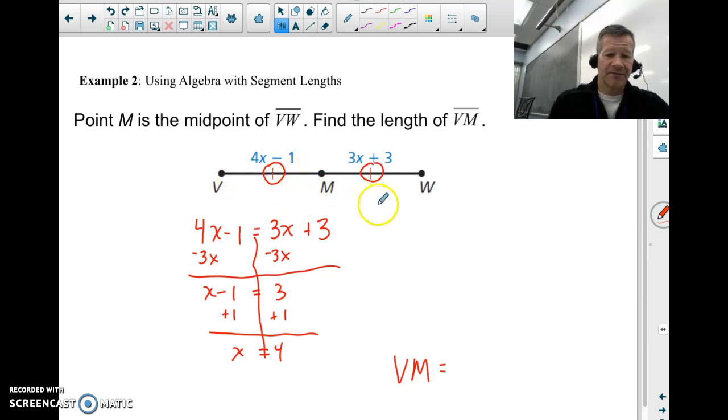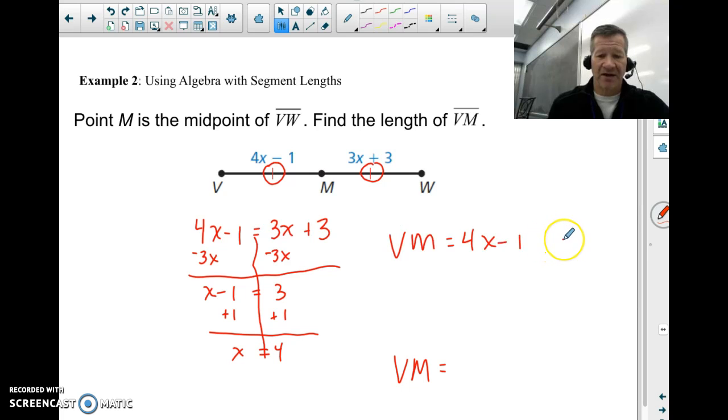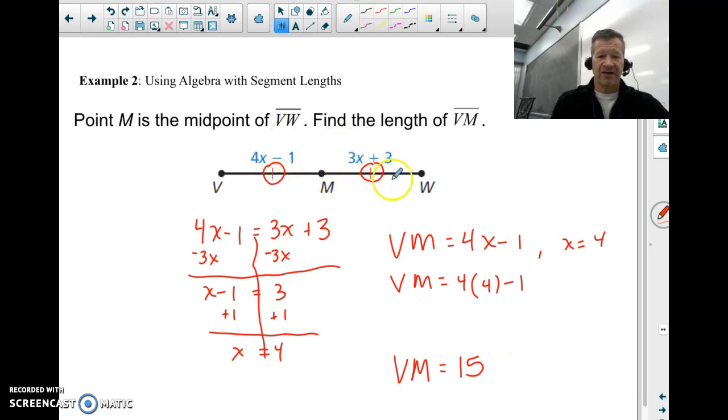So VM is given as 4x minus 1. And now I know that x is equal to 4. So if x is equal to 4, then VM will be 4 times 4 minus 1, which gives me 16 minus 1, which is 15. They don't give me any units, so I don't have to put them. So VM is 15 units long.